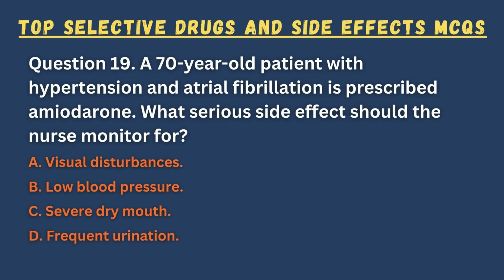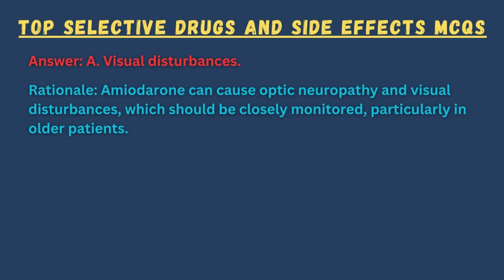Question 19. A 70-year-old patient with hypertension and atrial fibrillation is prescribed amiodarone. What serious side effect should the nurse monitor for? A. Visual disturbances. B. Low blood pressure. C. Severe dry mouth. D. Frequent urination. Answer: A. Visual disturbances. Rationale: amiodarone can cause optic neuropathy and visual disturbances, which should be closely monitored, particularly in older patients.